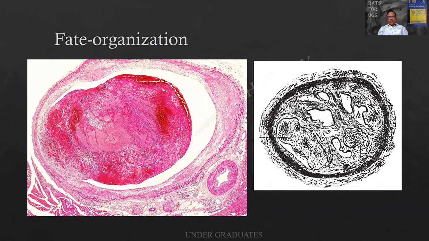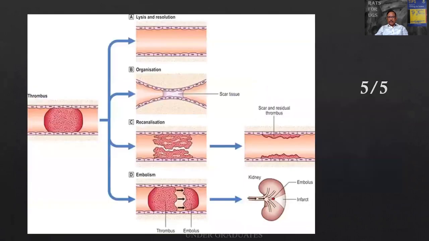A lot of fibrosis will be there, and it can remain so, but usually what happens over a period of time, it is absorbed so that it becomes smaller and smaller, and finally it can be part of the vessel wall. This is called organization. But sometimes if it is too large, then it can lead to obstruction of the vessel itself. So these are the fates of a thrombus.